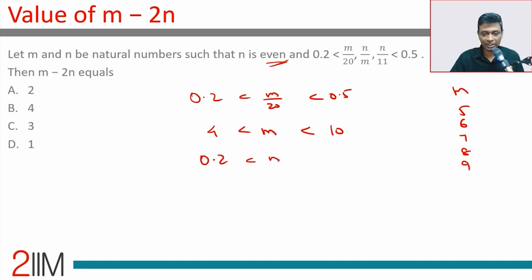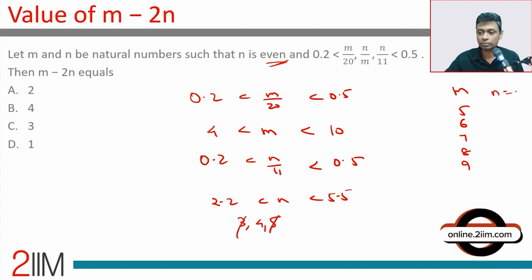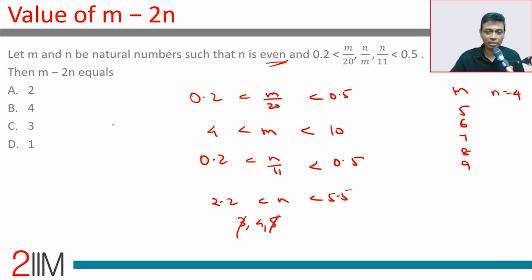Likewise, 0.2 less than n by 11 less than 0.5. 2.2 less than n less than 5.5. N can take values 3, 4, 5. N is even, so n can be only 4. Fine. Now life is even simpler.